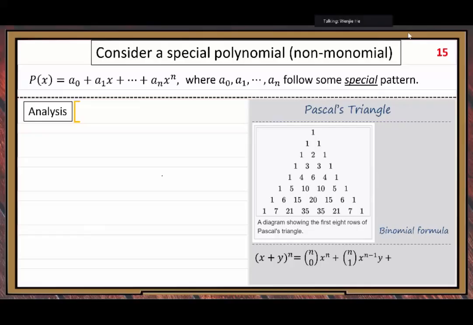N choose 1: give you n balls, but every time you need to pick one ball from the n different balls. How many ways to choose? Choose one from an n-object group. Then n choose 2, how many different ways? And so on. So that's what we call the binomial formula.